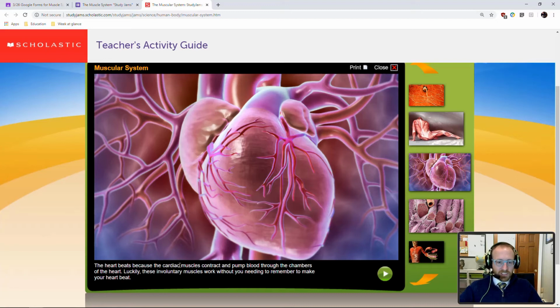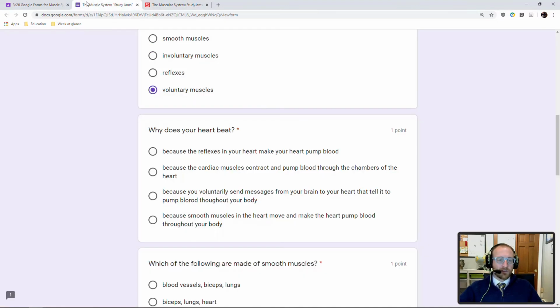So I'm going to look for an answer that says cardiac muscles contract and pump blood through the chambers of the heart. There it is. Wow. Absolutely crushing it.